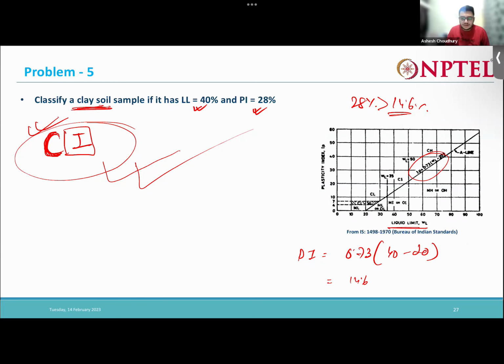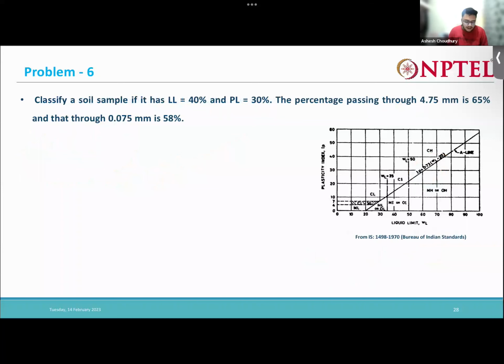Now let us go to the next problem. Classify a soil sample if it has a liquid limit of 40%. The plastic limit is 30%. So you have the liquid limit and you have the plastic limit. The percentage passing through 4.75 mm is 65%, and that through 0.075 mm is 58%. This is also given to you.